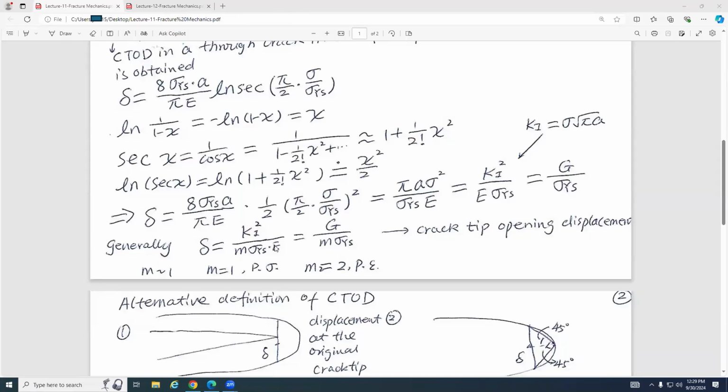As I said, for small scale yielding, KI and G are valid, but for large scale yielding, KI and G fail, and then we need to use delta. But delta is also okay for small scale yielding. Questions?